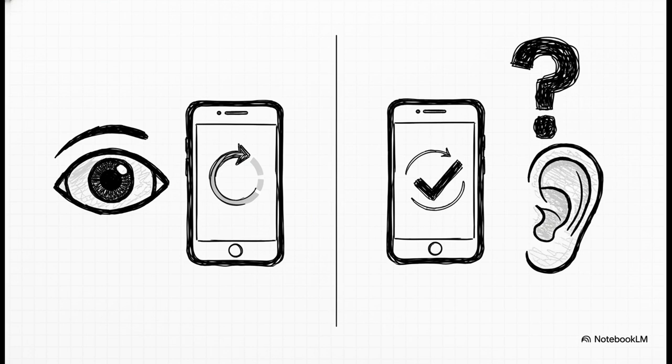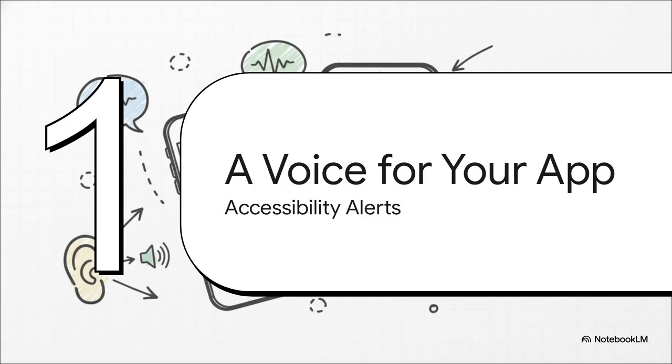When your UI changes on the fly, a loading spinner goes away, a list gets filtered, a success message appears, a sighted user gets it in a split second. But for someone using VoiceOver, if that change isn't announced out loud, it's like it never even happened. They're just left hanging, wondering, did that button do anything? What am I supposed to do now? Did the app just crash? So how do we fix this? How do we break that silence?